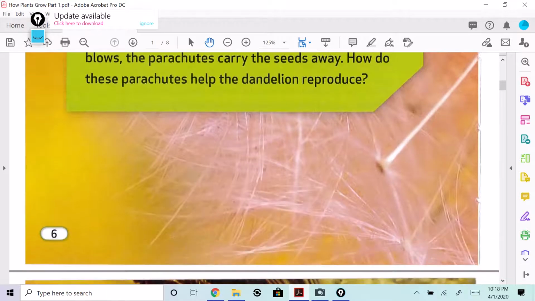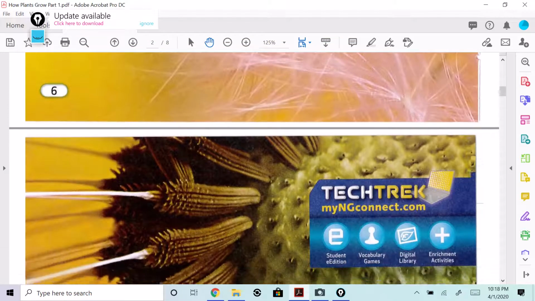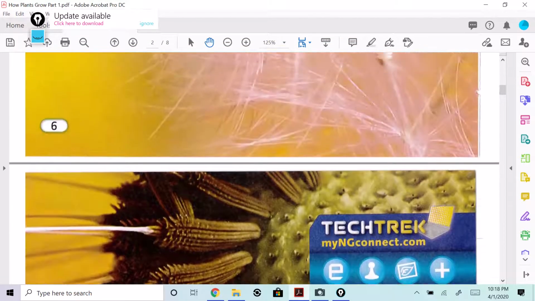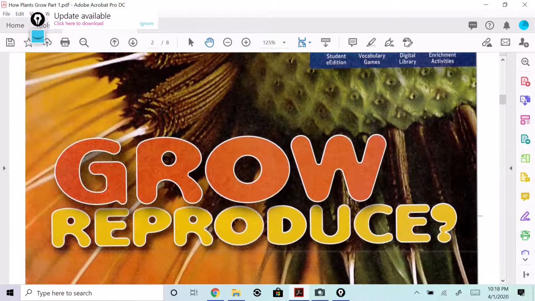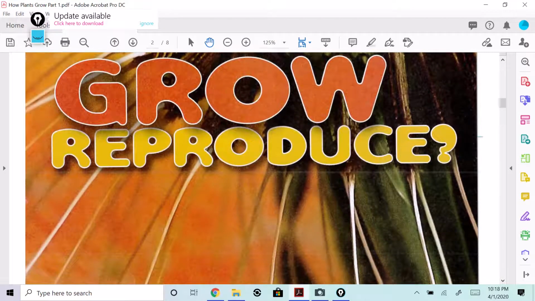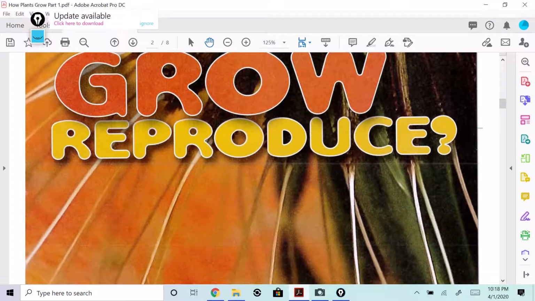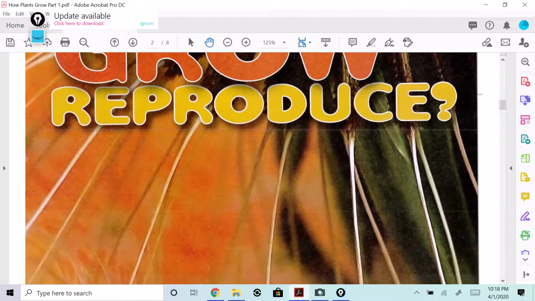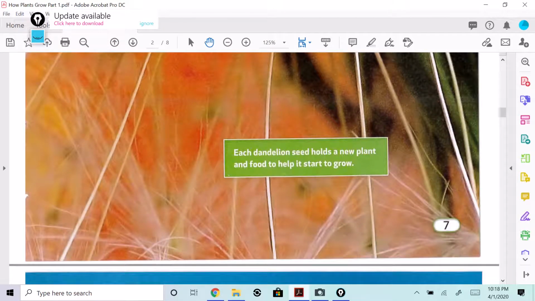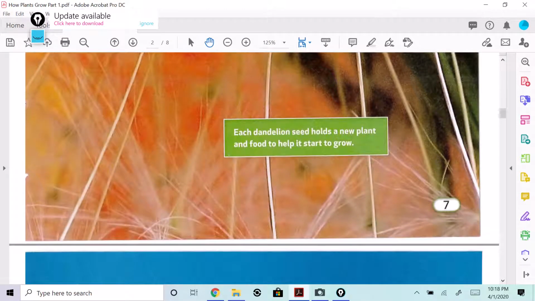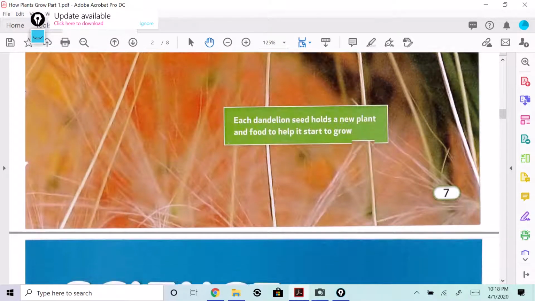Right? So you have a seed connected to a parachute. It floats all over the place, lands in the ground. What do you think happens? It grows, right? It's going to grow in different areas. Those parachutes help seeds spread across the land and find fertile soil. So let's take a look. Each dandelion seed holds a new plant and food to help it start to grow.